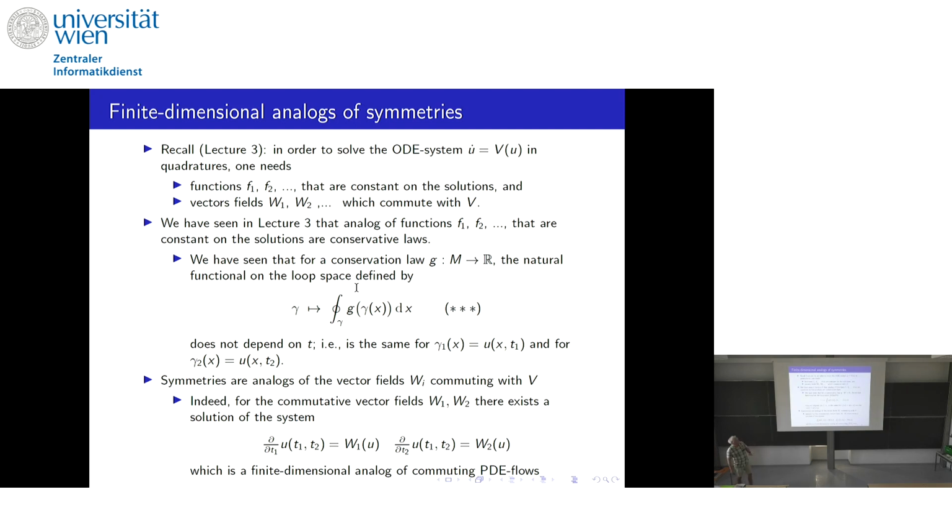Now, symmetries are analogs of vector fields commuting with the generator. Indeed, another way to write down the condition that two vector fields commute is the existence of a common solution of the following two equations. For T1, it gives the flow of V1. For T2, it gives the flow of V2. And a common solution means it doesn't matter whether you go along T1 and then T2, or first T2 and then T1.